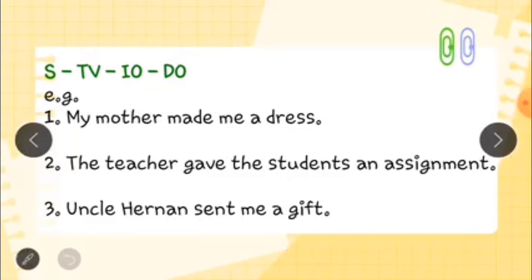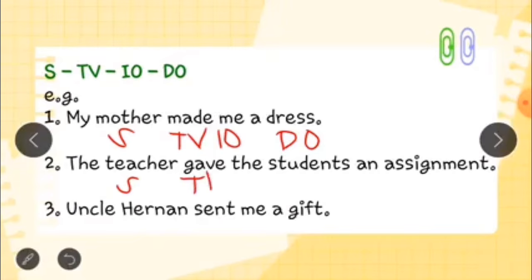For example, my mother made me a dress. Mother is the subject. Made is the transitive verb. Me is the indirect object. And dress is the direct object. The teacher gave the students an assignment. Teacher is the subject. Gave, transitive verb. The students is the indirect object, while assignment is the direct object.